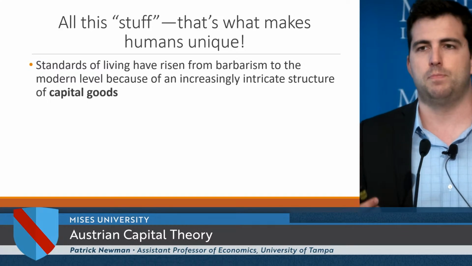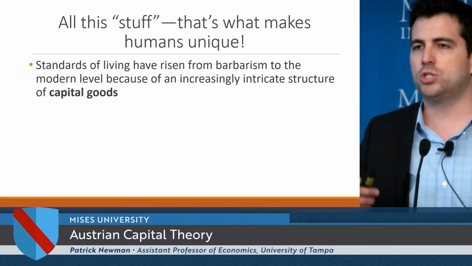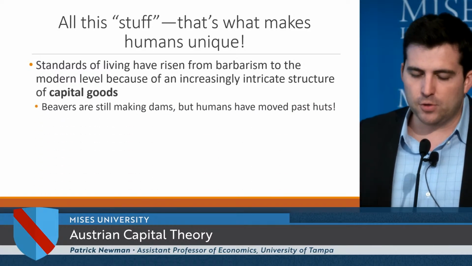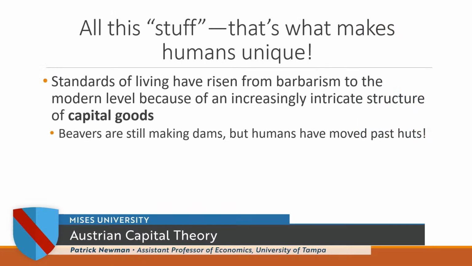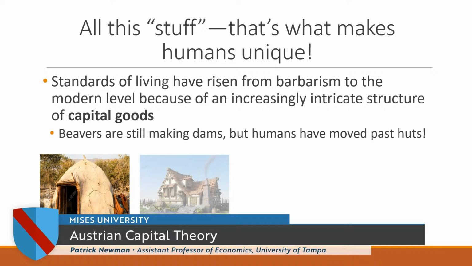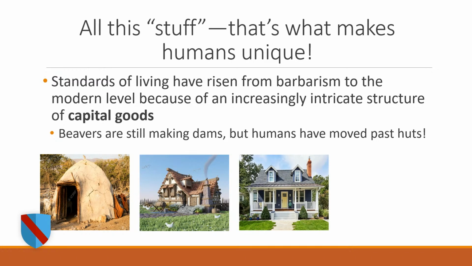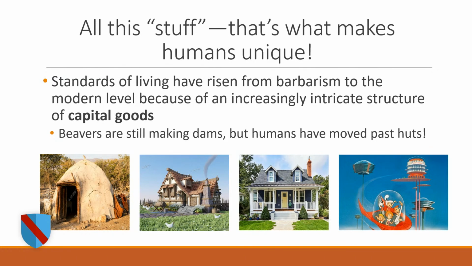We all have access to better and better types of capital goods, which allows us to have access to better and better types of consumer goods. Beavers are still making dams, right? So beavers, you could say, make capital goods, and ants maybe dig tunnels or whatever. But tens of thousands of years later, they're basically doing the same thing, right? Humans have moved past huts, right? You'd say we started off here. Then we've moved to sort of the Middle Ages, something like that. All right, that's more advanced. Then we got a nice house, and then we have the Jetsons, right? Which we're not quite there yet, but maybe we'll get there.